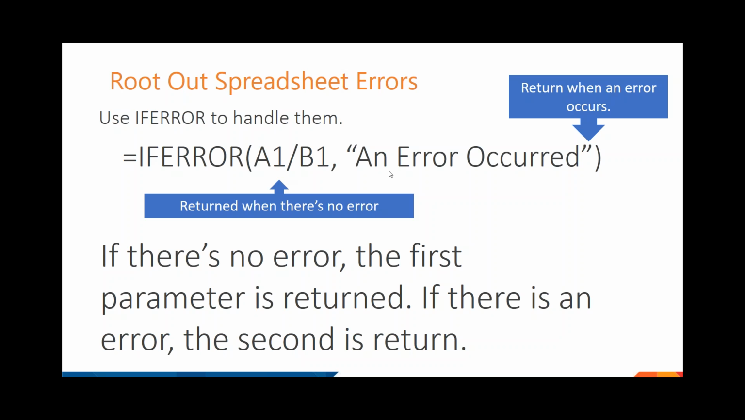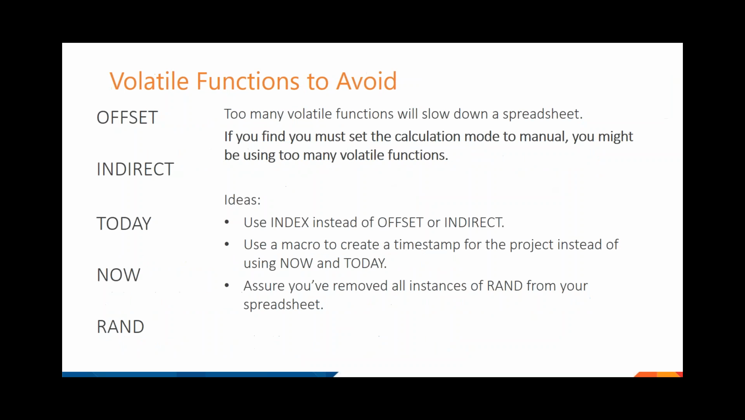surround that with IFERROR, and then you can actually produce a result if an error occurs. And if it doesn't occur, it's just going to return what it was supposed to do. So this is really important, super easy fix, and it will speed up your spreadsheet if you have a lot of these. Let's talk about volatile functions.